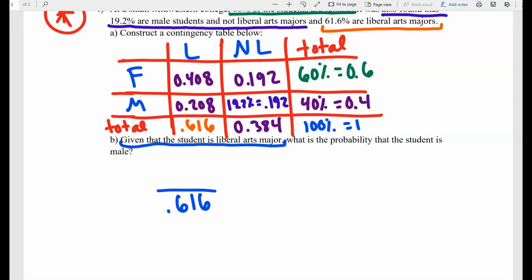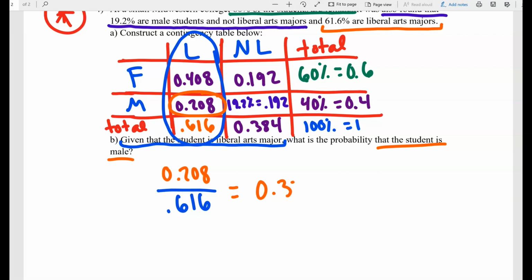Okay, so of these liberal arts majors, we're only looking at that column. What are we looking for? What is the probability that the student is male? Okay, well, how many males are in here? Just this guy. So that's going to be 0.208. Okay, so let's go ahead and divide these out. So it's going to be 0.208 divided by 0.616. And what I end up getting, let's round to 3 decimal places, 0.338. Okay. And that's going to be my solution for that problem.